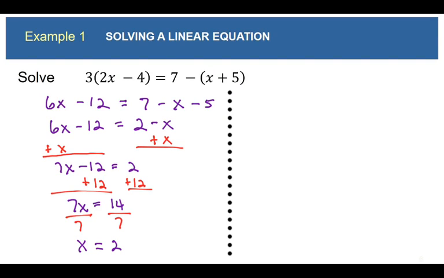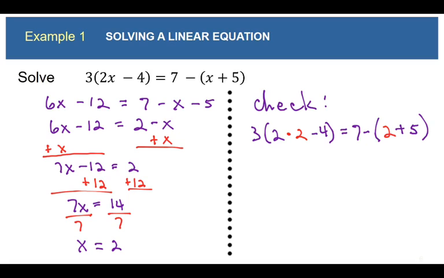Now we could check our work and make sure that 2 is the correct answer, so let me show you how to check. To check, we'll just put the 2 in place of the x, and remember that if 2 is the solution, it's going to make both sides of the equation have the same value. So I'll write the original equation, but wherever I have x, I'll replace that with a 2. And so you see this is just the original equation, but I've replaced the x with a 2.